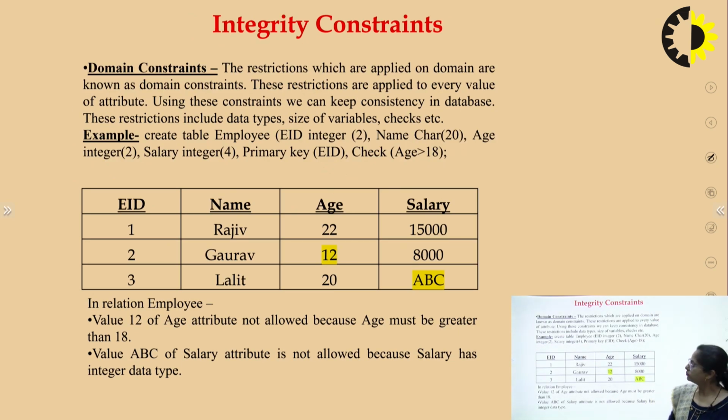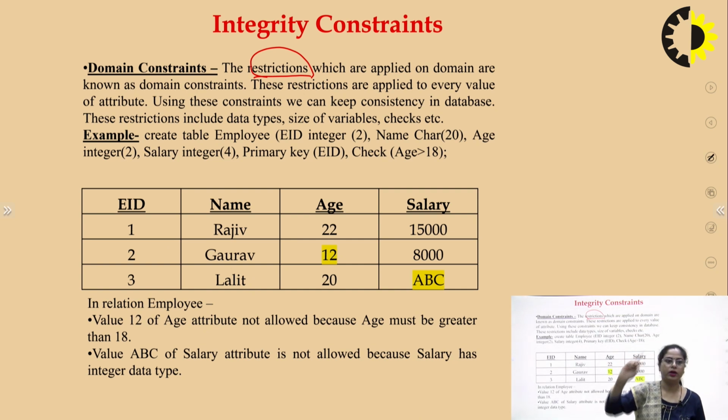Okay. The next is the domain constraint. The restrictions which are applied on domains are known as the domain constraints. Restrictions, this is a very important word. These restrictions are applied to every value of an attribute. Using these constraints, we can keep consistency in the database. We use these domain constraints for the consistency of the database.